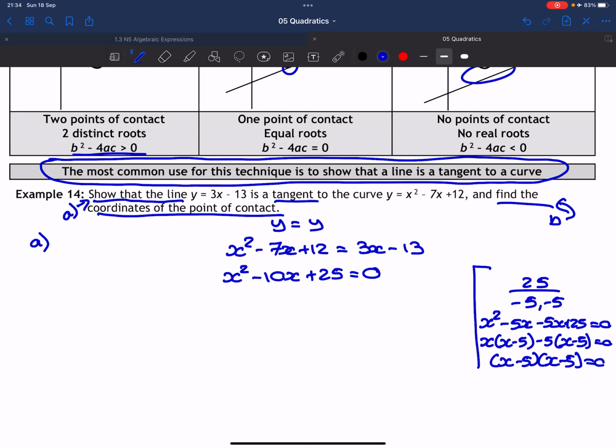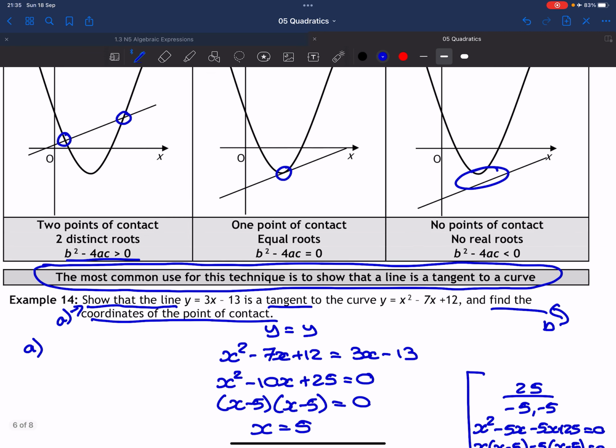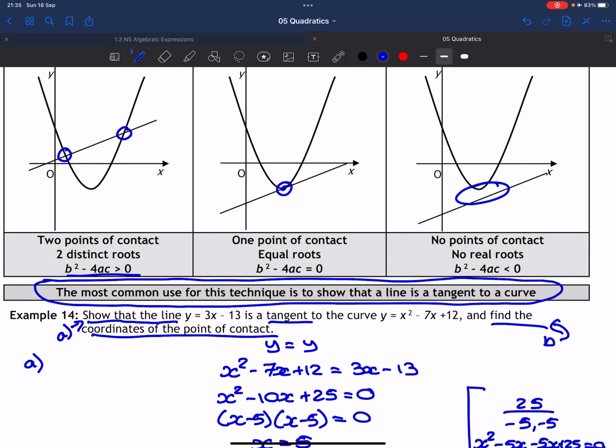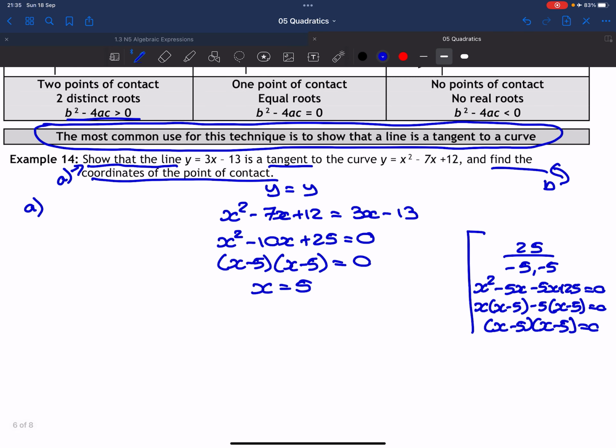There I go. I've got my repeated roots. I've got my x minus 5 equals 0, so that will solve to give me one value, x equals 5. That's what happens whenever you have tangency: you only have one point of contact. And because it's a show that question, we must always give a sentence. So I can say, therefore, since we have equal roots, the line is a tangent.